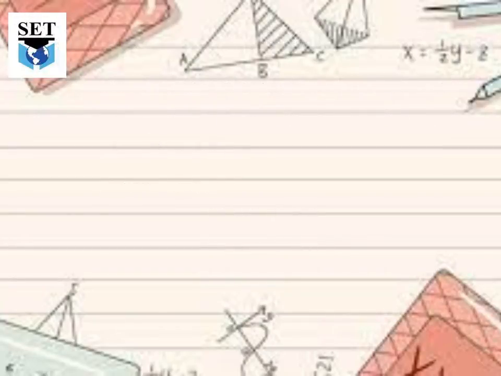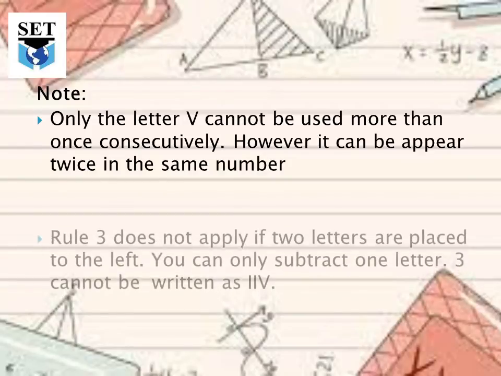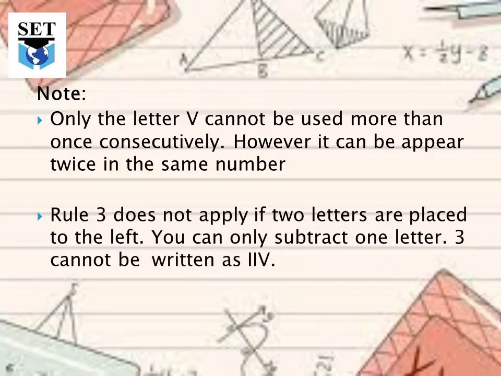Note, only the letter V cannot be used more than once consecutively. However, it can appear twice in the same number. Rule 3 does not apply if two letters are placed to the left. You can only subtract one letter. 3 cannot be written as IIV.